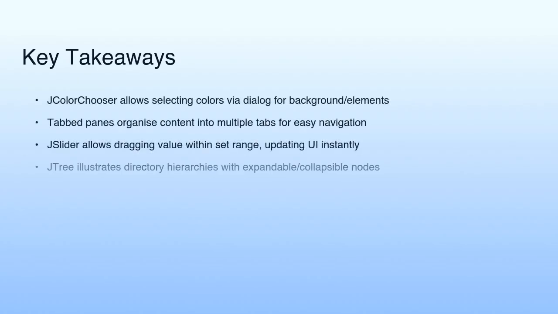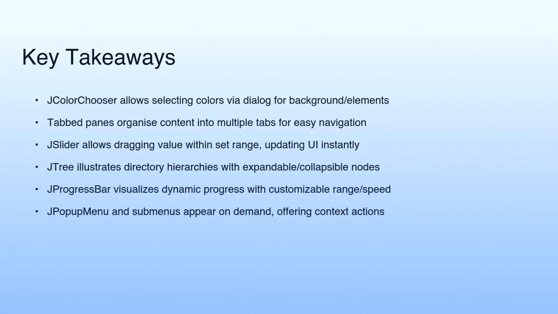This summary video covered various components of the Java Swing GUI toolkit. The color chooser allows users to select colors via dialog box, which can be used to set the background color or color other elements. Tabbed pane organizes content into multiple tabs for easy navigation. Slider enables users to drag a value within a set range, instantly updating the UI with the current value. Tree illustrates directory hierarchies with expandable and collapsible nodes. Progress bar provides a visual representation of dynamic progress with a customizable range and speed. Finally, pop-up menu and submenus offer context-specific actions that appear on demand.